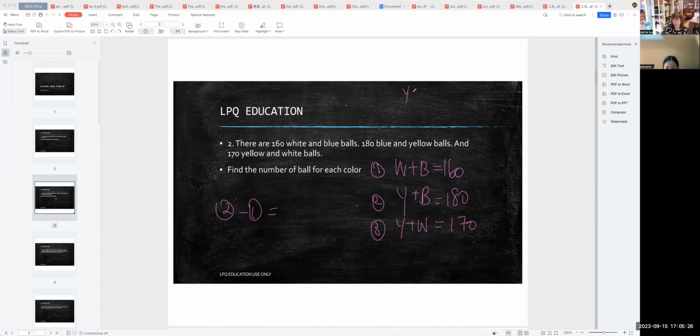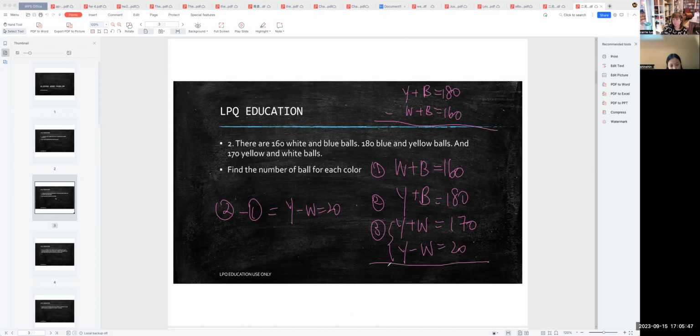So it's Y plus B equals 180, and W plus B equals 160, right? So if you minus them, is Y minus W equals 20, correct? Yeah. Okay, so I'm going to put this one against the third one.